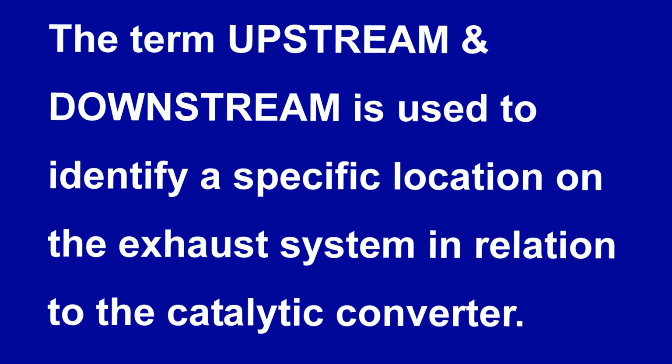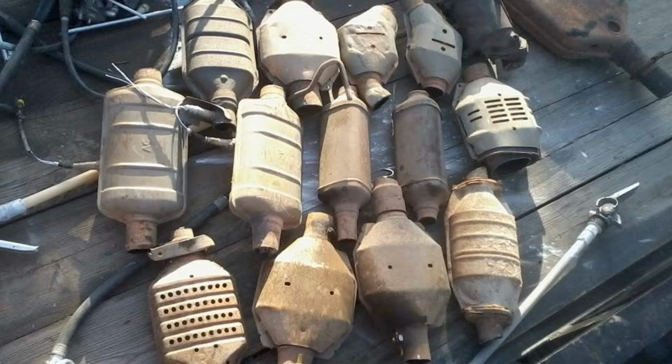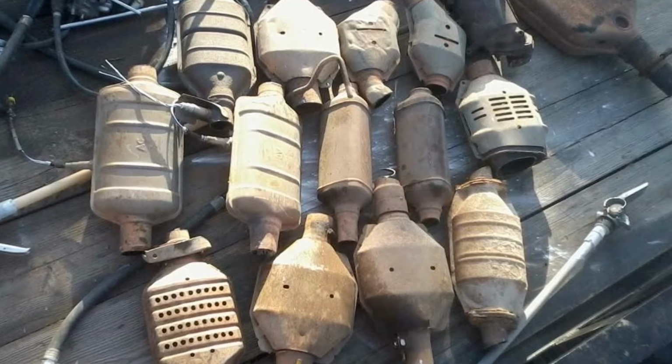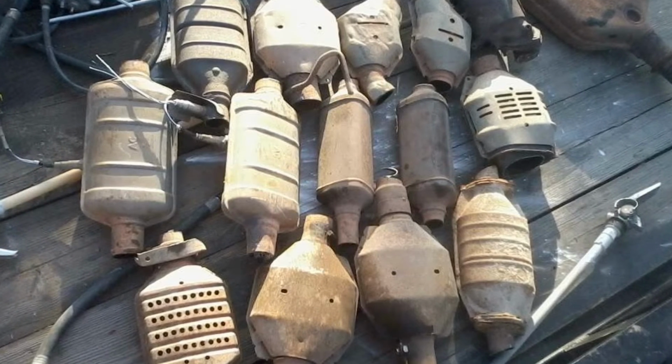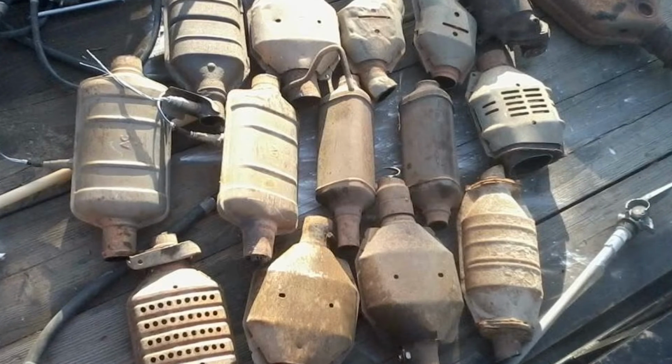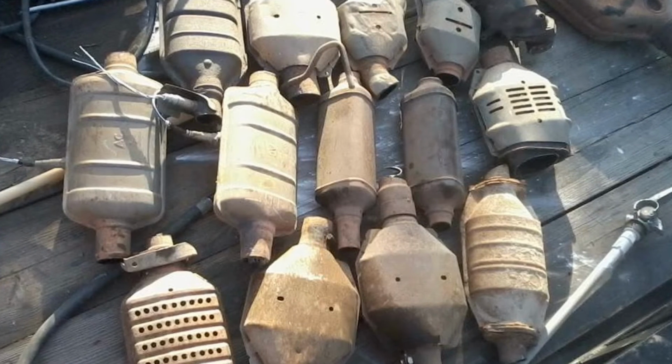The terms upstream and downstream are used to identify a specific location on the exhaust system in relation to the catalytic converter. Catalytic converters reduce air pollution, come in all different shapes and sizes, and are found in different locations, usually underneath the vehicle.